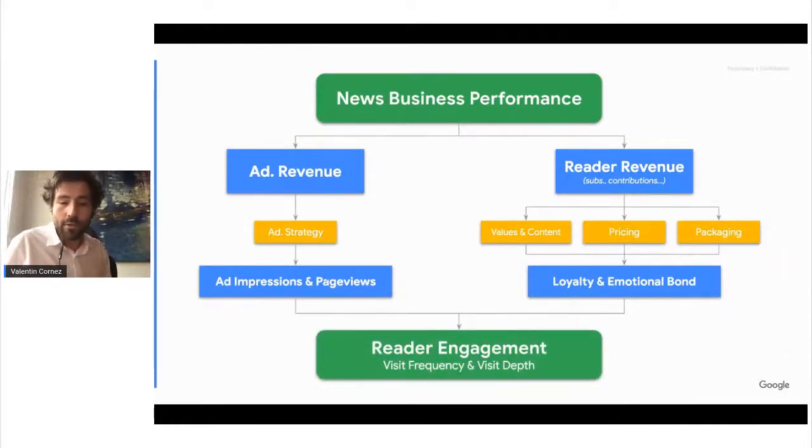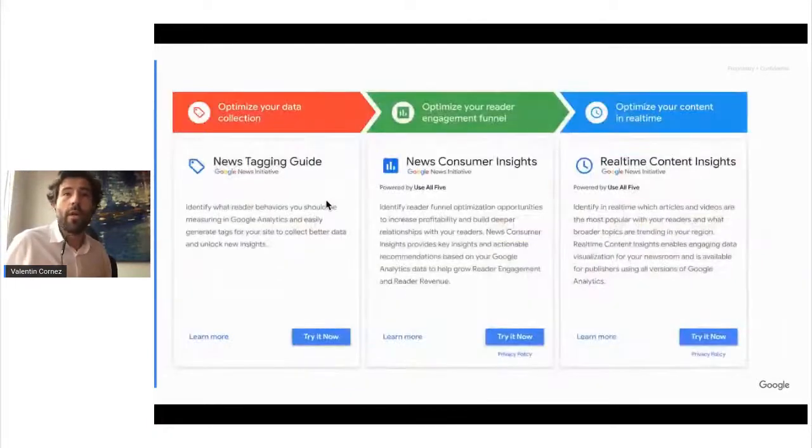Reader engagement is the cornerstone of how our team is supporting news publishers. So how do we help? Well, we've built a series of free tools to help publishers grow reader engagement by turning data into actionable recommendation. We build News Tagging Guide, NTG, which allows publishers to maximize the value of Google Analytics and optimize data collection. Real-time Content Insights, RCI, which helps newsrooms make better decisions for their content creation and distribution strategies.